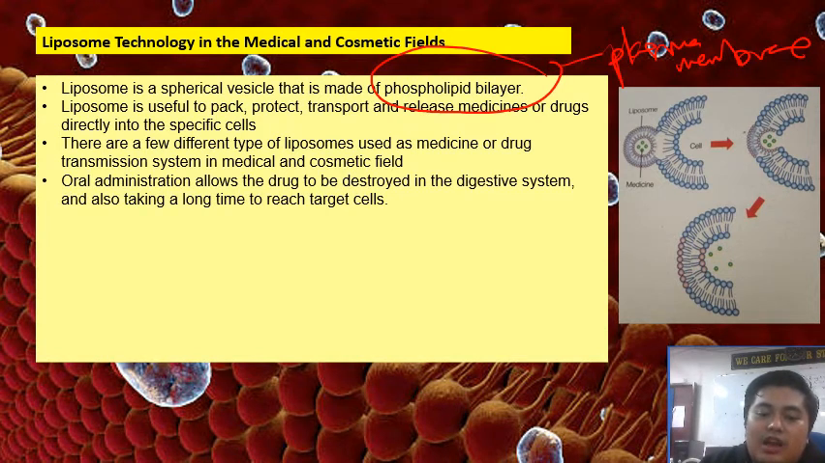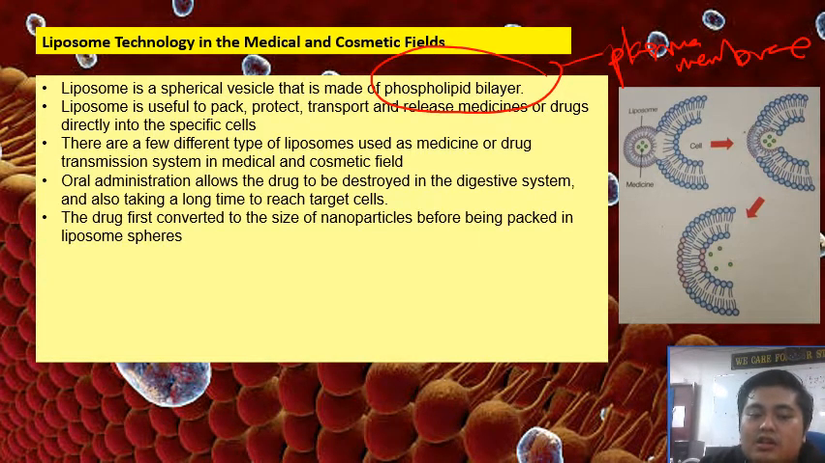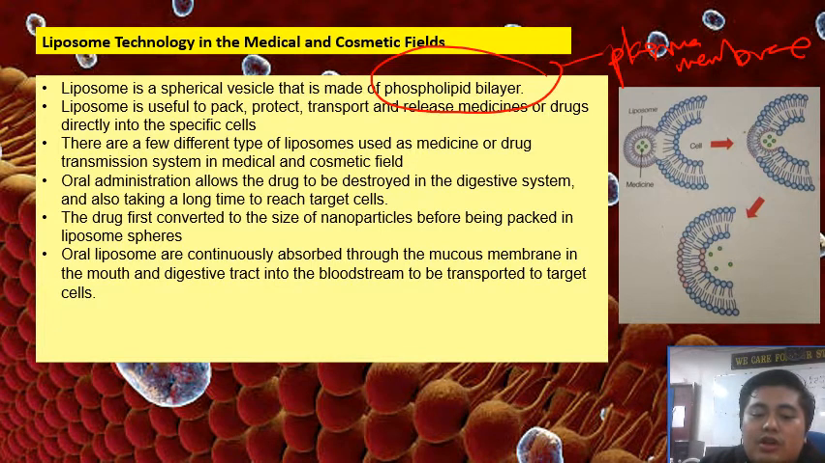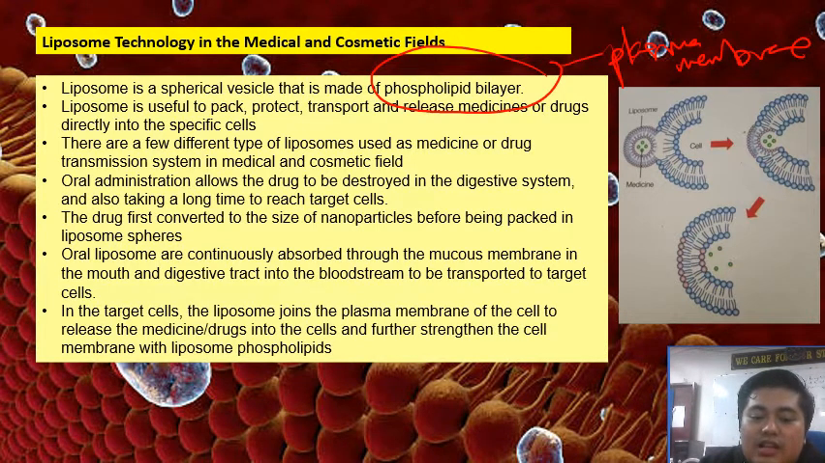Oral administration allows the drug to be destroyed in the digestive system and also takes a long time to reach the target cell. The drug is first converted to the size of nanoparticles before being packed in a liposome sphere. So oral liposomes are continuously absorbed through the mucous membrane in the mouth and the digestive tract into the bloodstream to be transported to the target cell. In the target cell, the liposome joins the plasma membrane of the cell and releases the medicine or drug into the cell and further strengthens the cell membrane with liposome phospholipid.